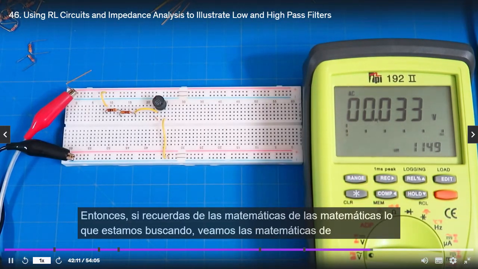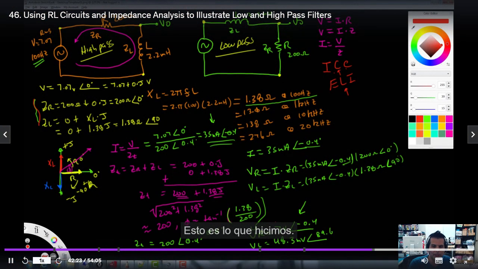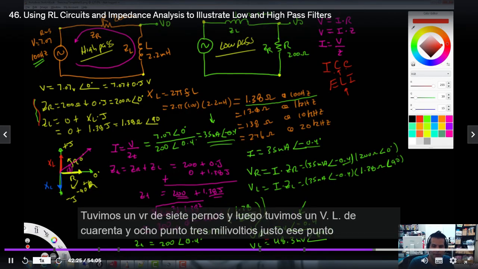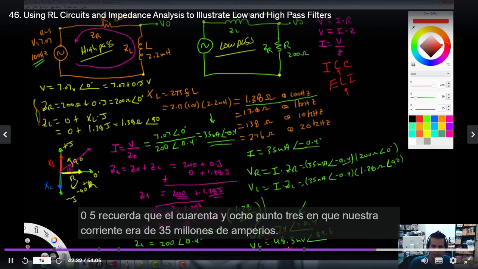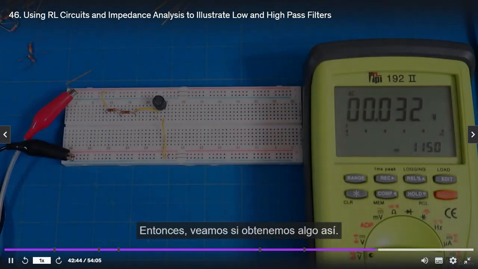If you remember from the math, let's go look at the original 100 hertz simulation. This is what we did. We had a VR of 7 volts, and a VL of 48.3 millivolts, that 0.05 volts, and then our current was 35 milliamperes. So we're looking for about 7 volts, 0.05 volts or 50 millivolts, and 35 milliamperes. Let's see if we get anything like that.